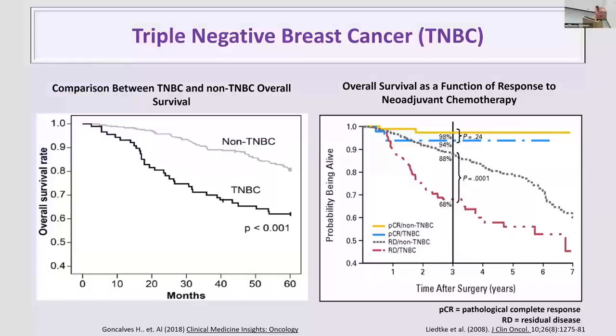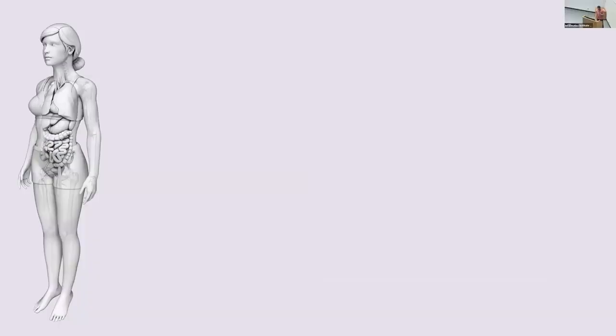Some basic background, a comparison between TNBC and other breast cancers. The overall survival, you can see, is a lot worse than other breast cancers. Similarly, in response to neoadjuvant chemotherapy, when you have this bad response in triple negative breast cancer, you see in the red line here, you have a lower probability of staying alive compared to, let's say, if you have a good response and you still have triple negative breast cancer. So it's really key that we identify those patients that have a good response based off their tumor biology and the different components there.